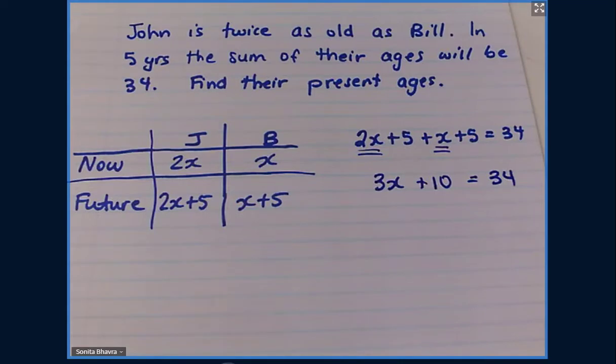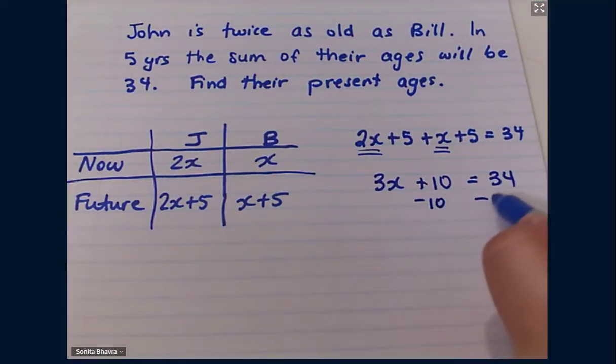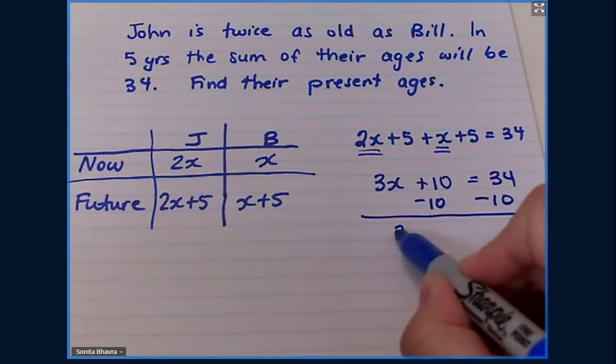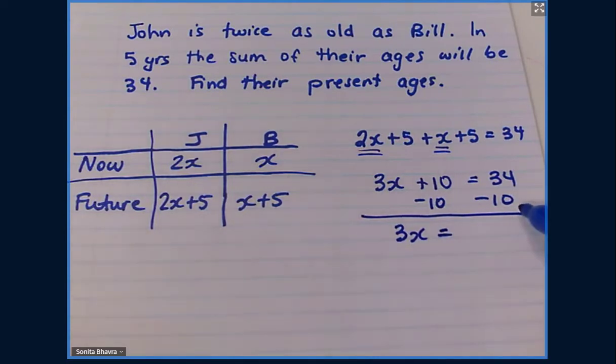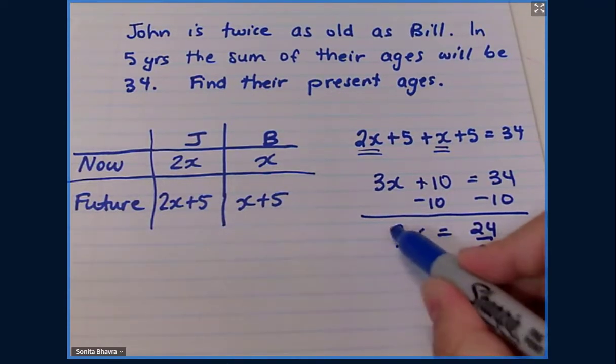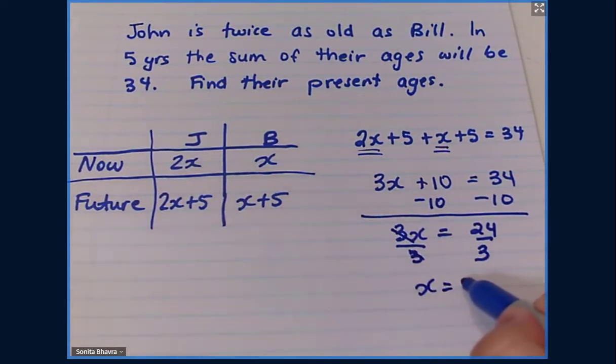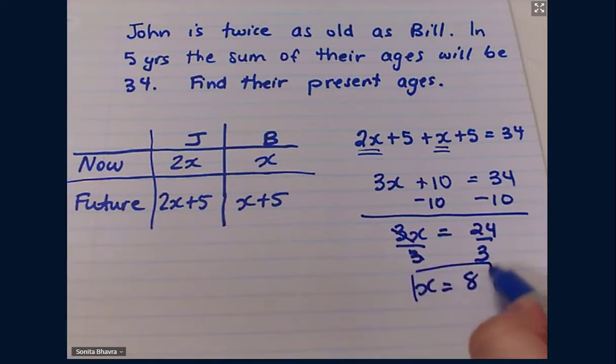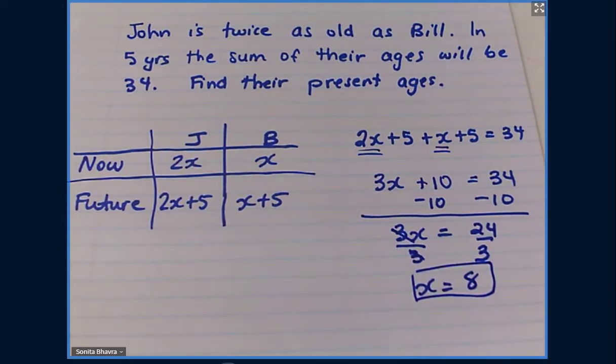So subtract by 10. That gives me 3x equals 24. And then divide by 3 on both sides. And that gives me x is equal to 8. All right, so x is equal to 8.